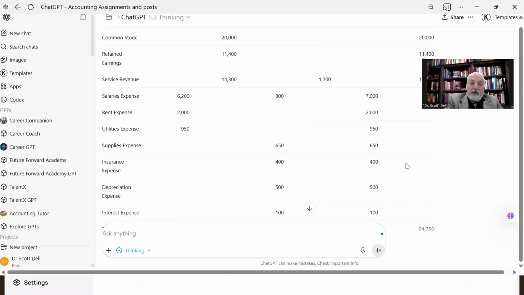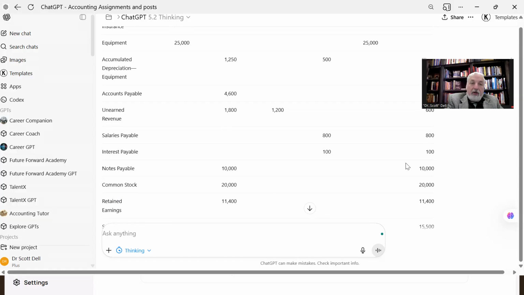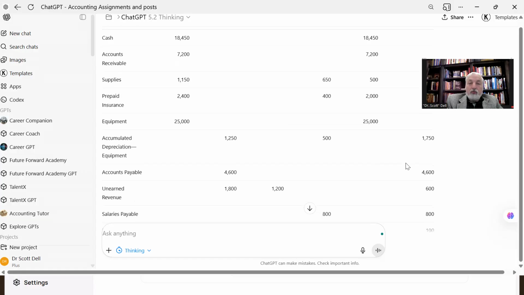We've got depreciation of 500. If I scroll back up here, you notice accumulated depreciation has a credit balance of 500. You say, wait a minute, accumulated depreciation shows up with the assets, doesn't it? Sure enough, it has a credit balance. That's kind of strange. Sure enough, it is actually called a contra asset account. It's an offsetting asset account.